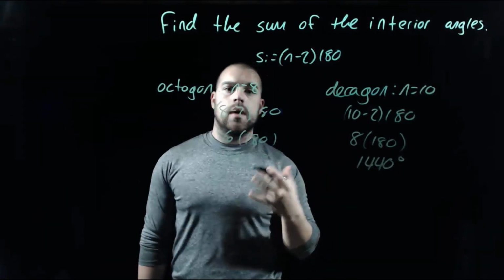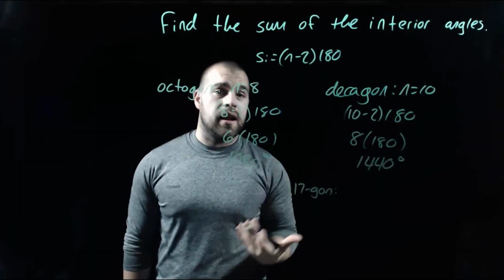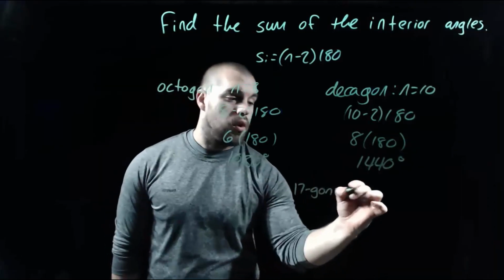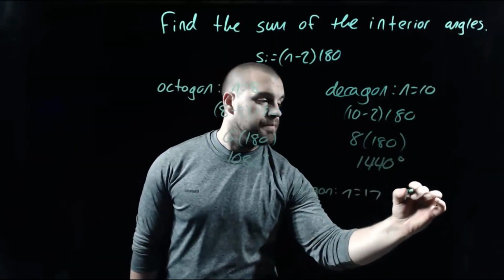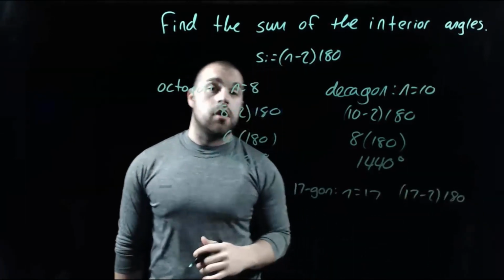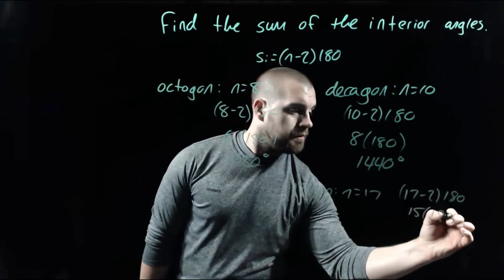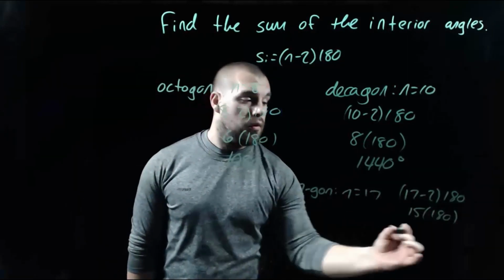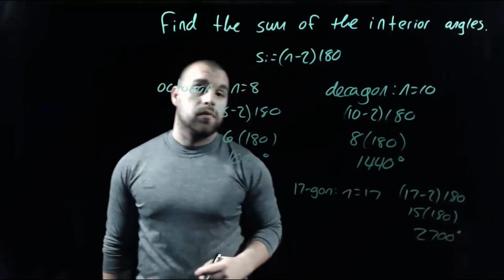Now, last one, let's do a 17-gon. The number of sides is already in the name. We've got 17 sides, so our n value is 17. So we're going to take 17 minus 2 times 180 degrees. If we do 17 minus 2, that's 15. And then 15 times 180 degrees is 2,700 degrees.